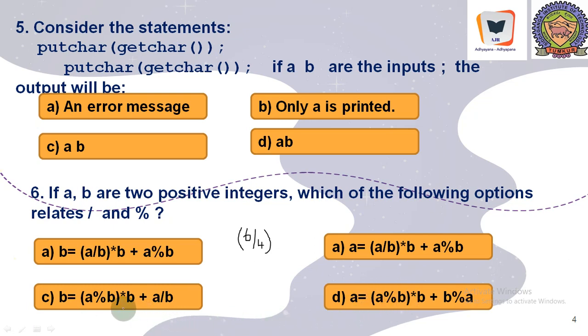For the sake of clarity and completeness, let me explain this. This is 6 mod 4. This will give us 2. 2 into B, 2 into 4, is 8. And this is 6 by 4, which is 1, so 8 plus 1 is 9, plus 2... it becomes 7. So B is not equal to 7, therefore this doesn't hold water. So the correct answer is the second one. Right, we'll go for the next question.